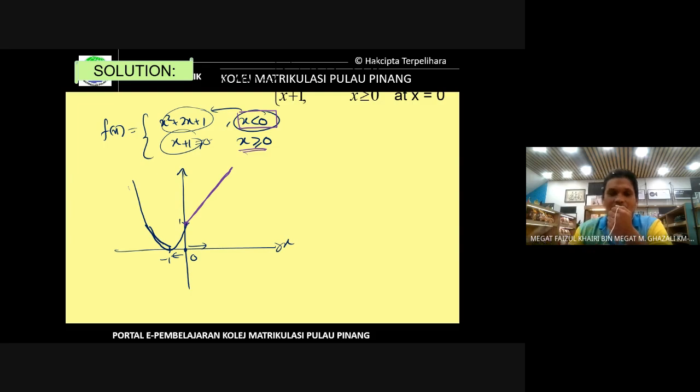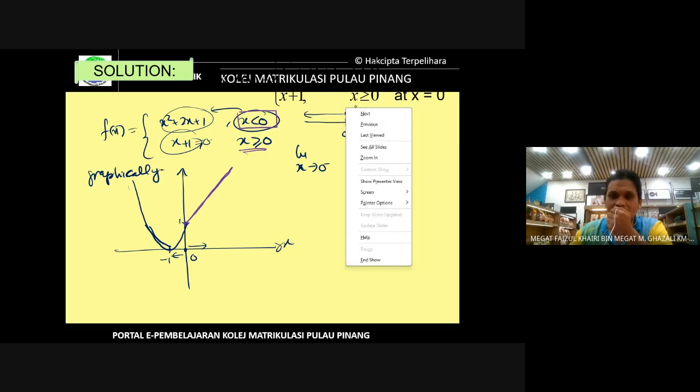Now, class. This is graphically. So you can see the graph something like this. Now let's try with a limit of x approaching to 0 from left. X less than 0 and x greater than 0. For x less than 0, the function is x squared plus 2x plus 1. And for x greater than 0, it is x plus 1.